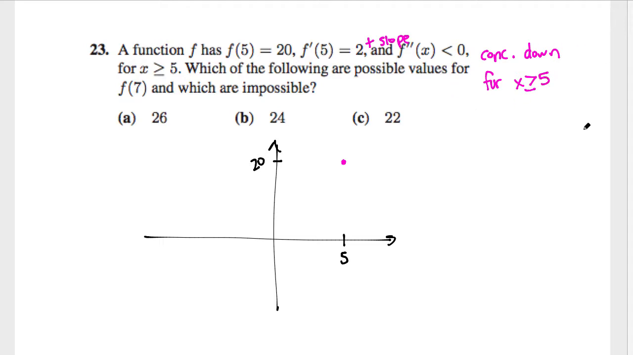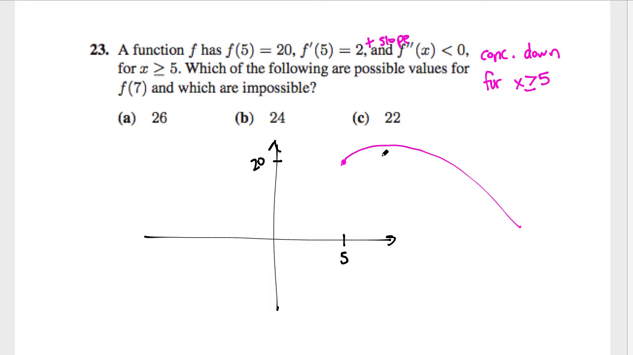So what does this mean for my actual function? I have a positive slope, but my function is concave down for x values greater than 5. So I'm increasing, but I'm curving downward from this point. So it looks something like this. The question is, which of the following are possible values for f of 7? Anywhere along this function could be f of 7. We're not sure. So which of these are possible and which are impossible?